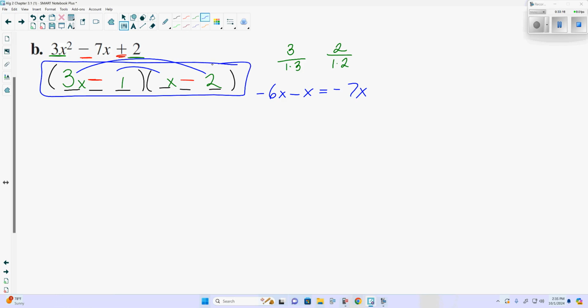So sometimes it does work out nicely where we pick the correct setup first. It checks out and we're done. Sometimes we have to switch things around.